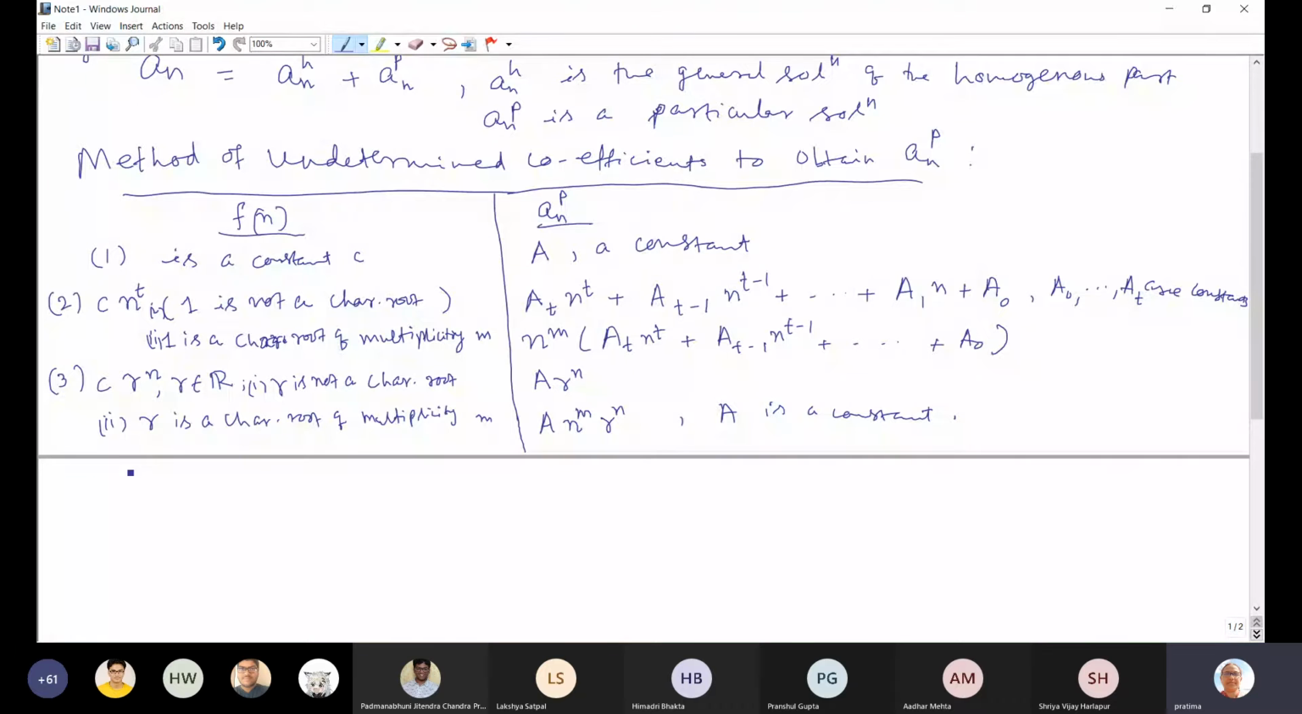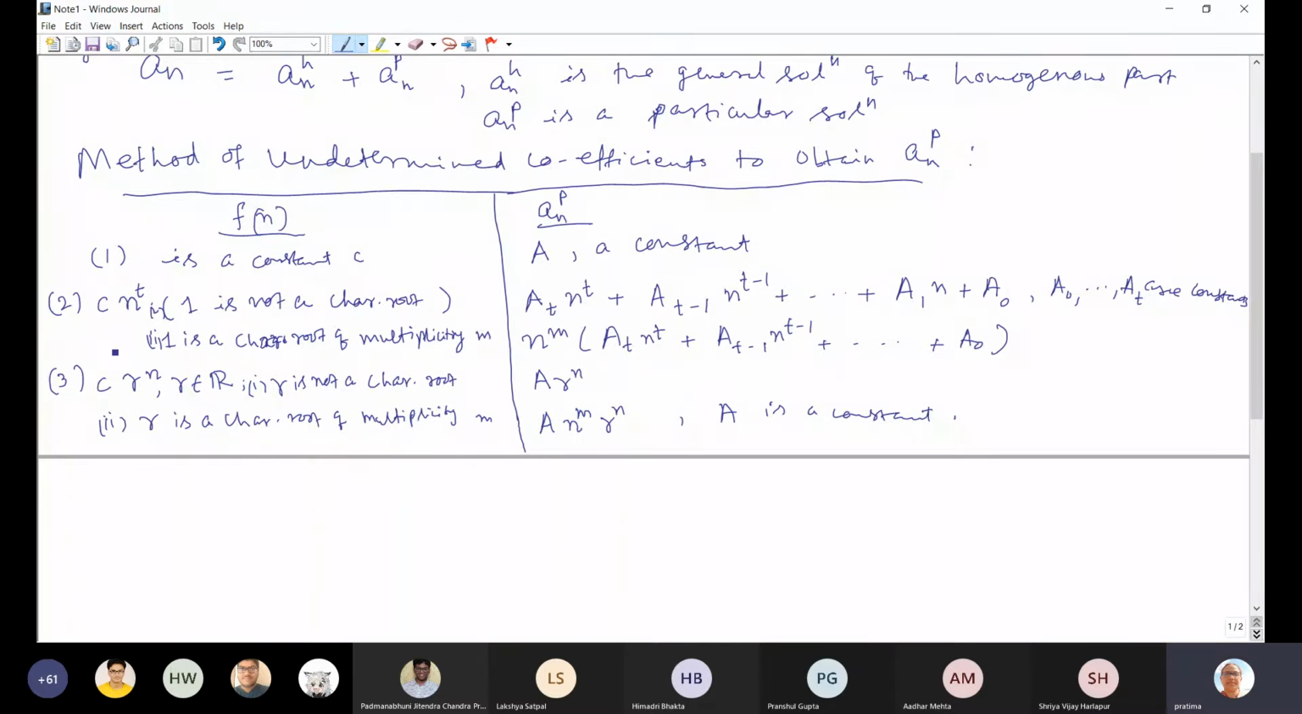And one more thing I will tell you: if f(n) is not only a constant or not only of the form constant times n to the power t or r to the power n, but a sum of these, for example some constant c plus some d times r^n, a sum of one and two, or one and three, then accordingly you have to select the particular solution as the sum of particular solutions in those two forms.